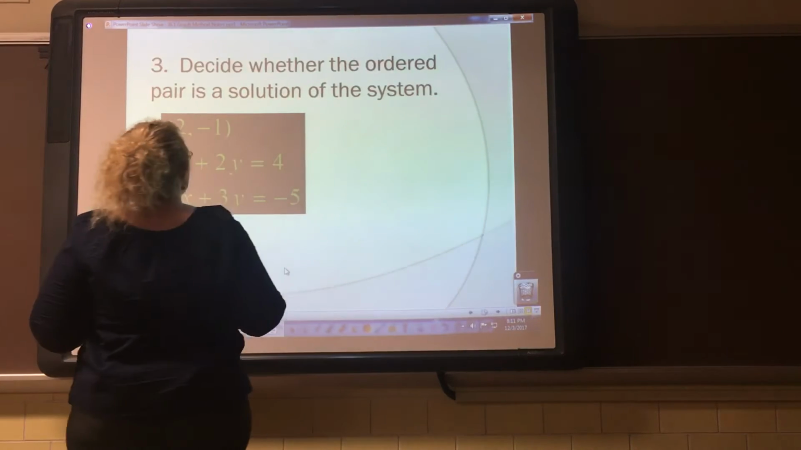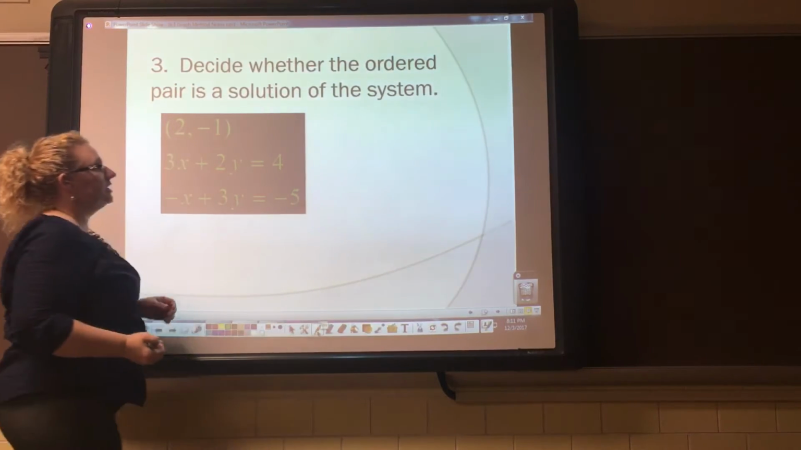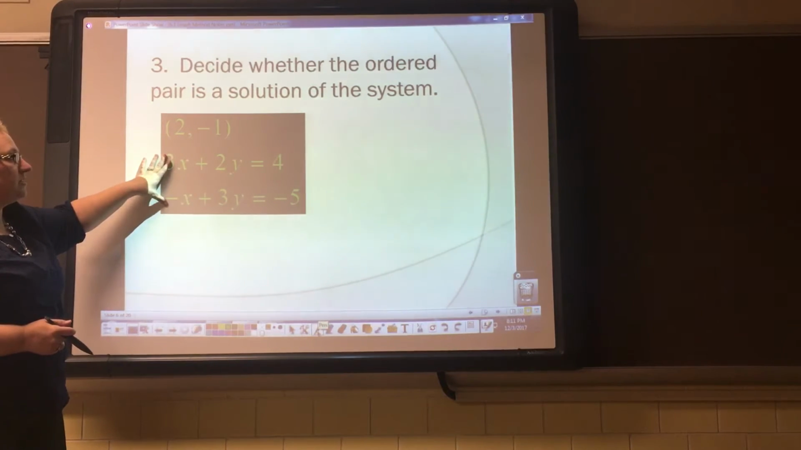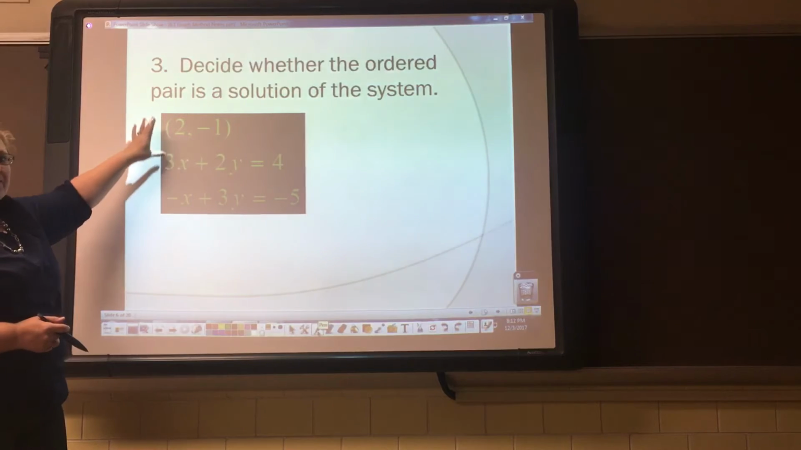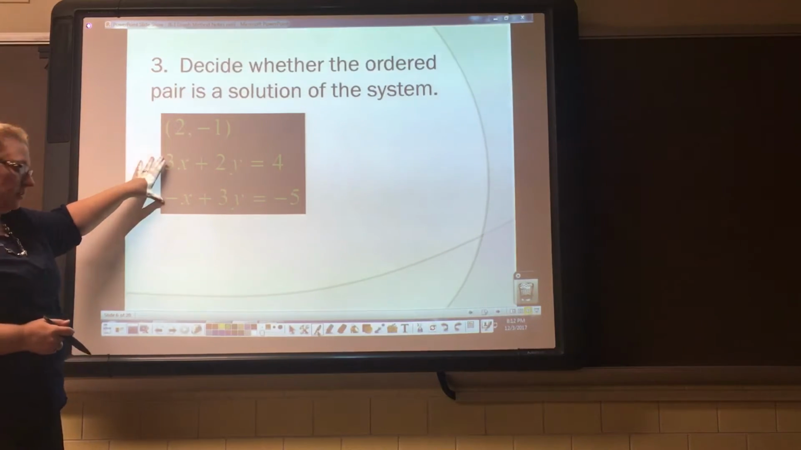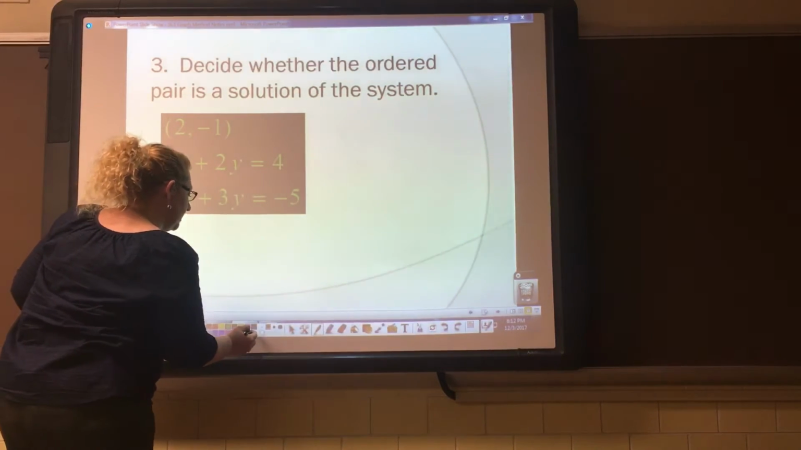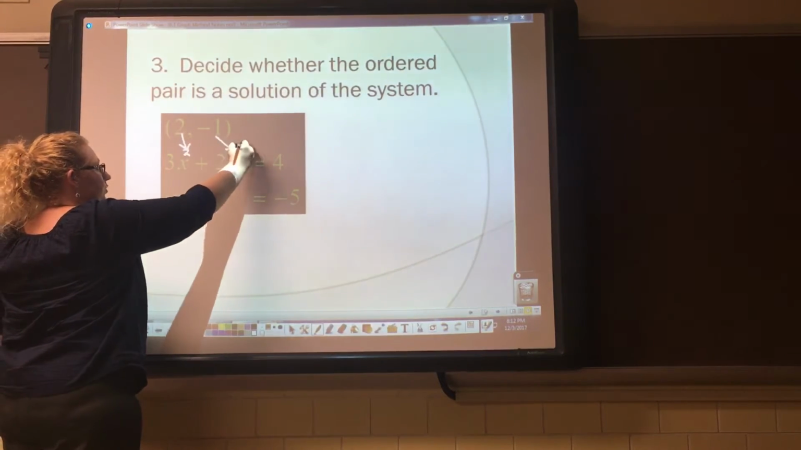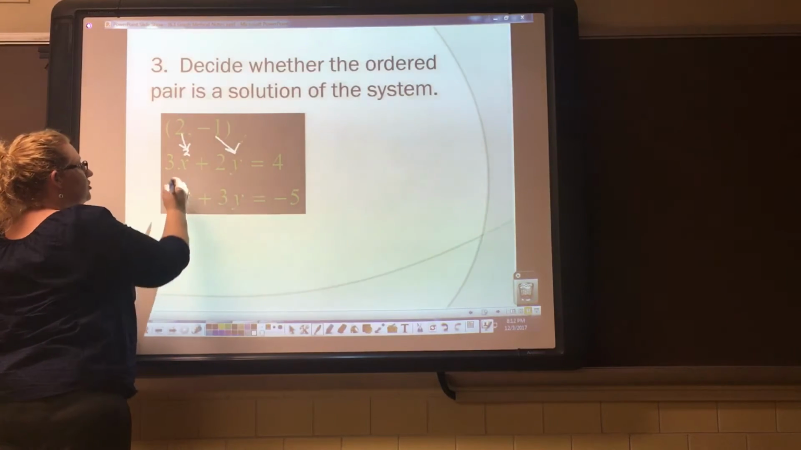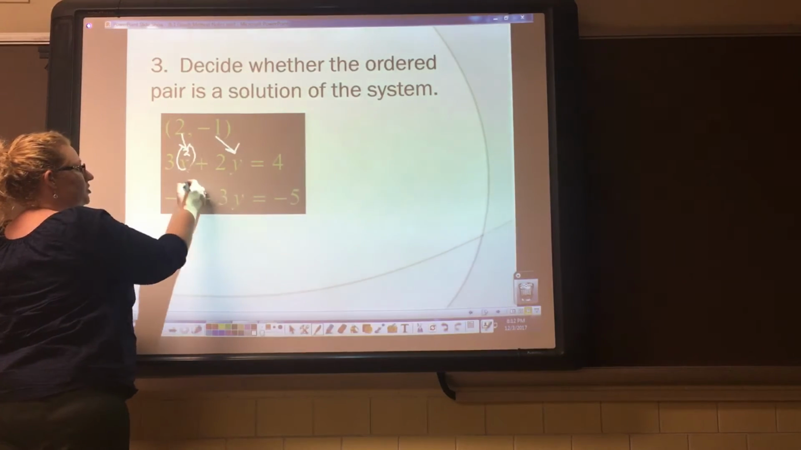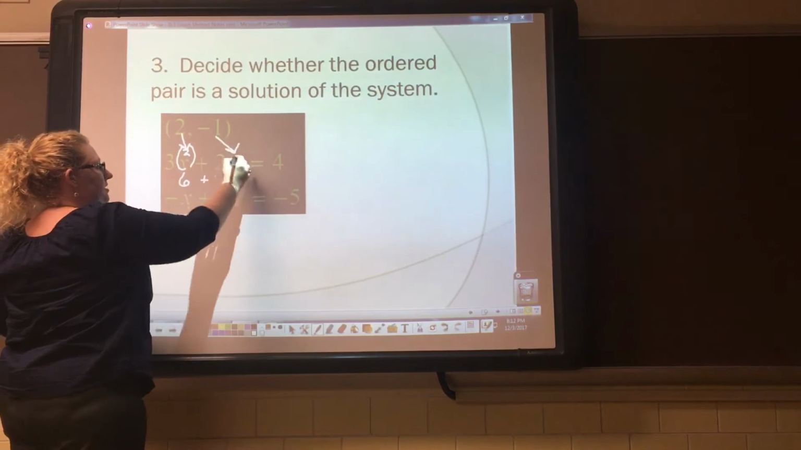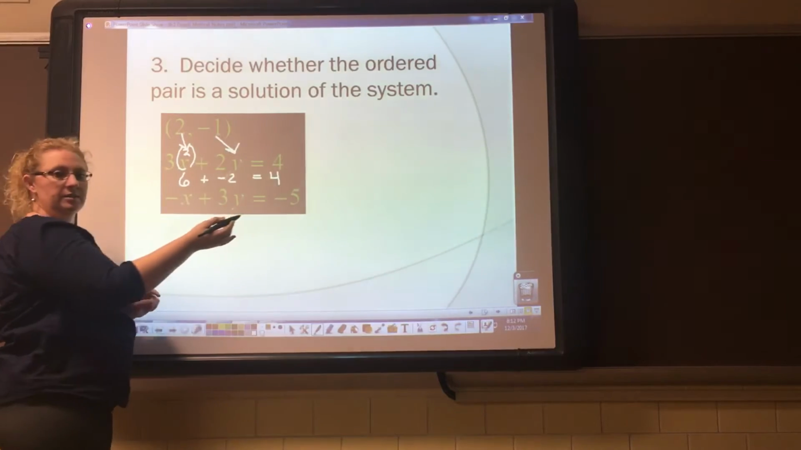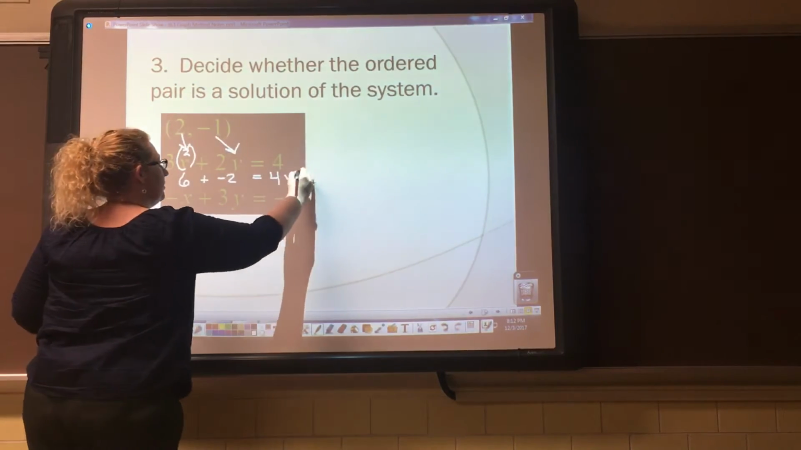All right, so let's go ahead and take a look at a few examples. If we have 2, -1, and we have this system of equations, our goal right now is to decide if 2, -1 is a solution for this equation. So all we're going to do is take the 2, substitute it in for x, and the -1, substitute it in for y. So if I take 3 times 2, that equals 6, and 2 times -1, that equals -2. Does 6 plus -2 equal 4? Of course, the answer is yes, so we know that that works.